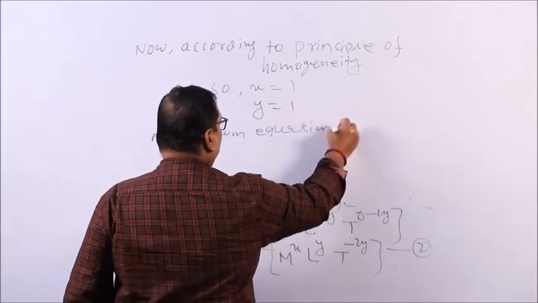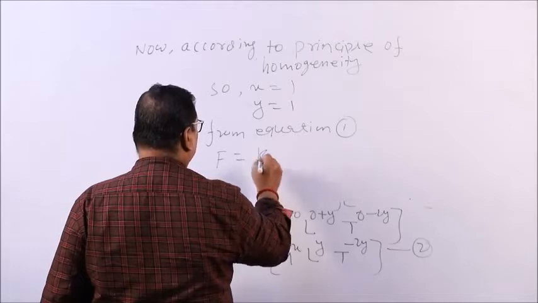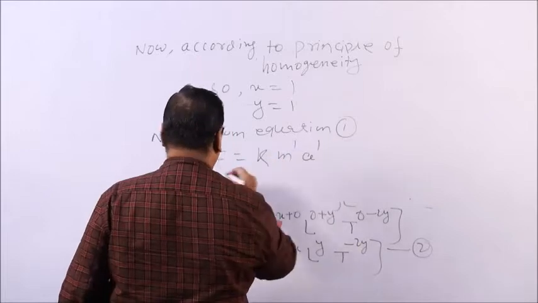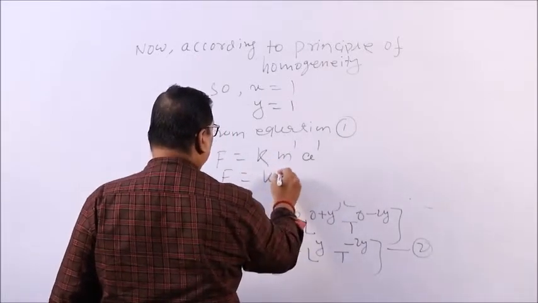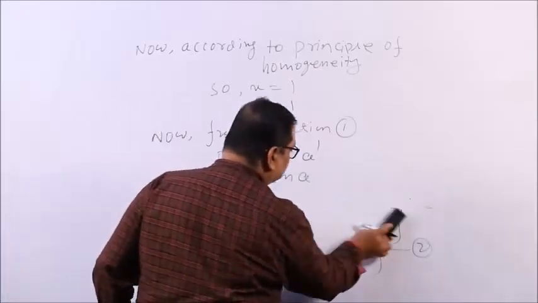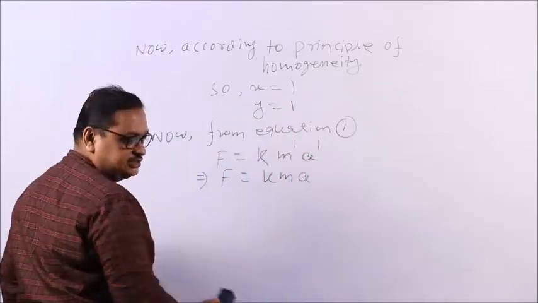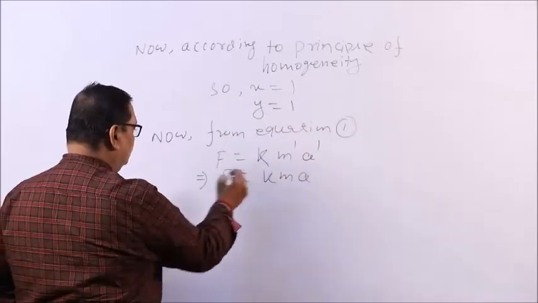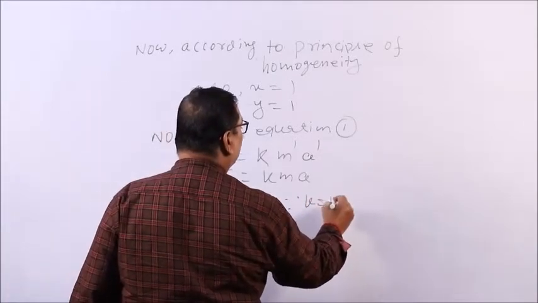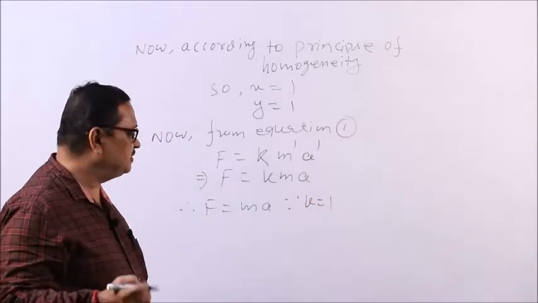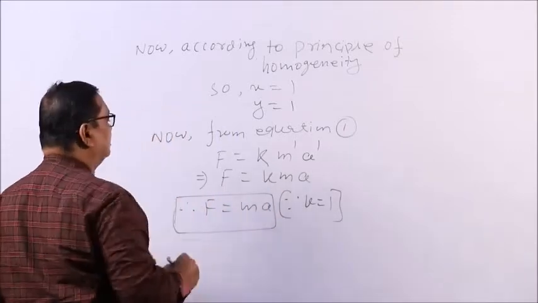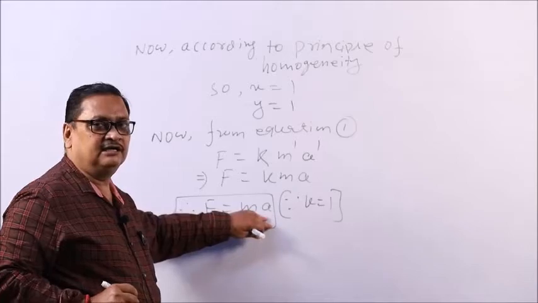Now, from equation 1, F equals k m to the power 1 a to the power 1, that is F equals k m a. But k is the proportionality constant, its value is 1 in all systems of units. So, k equals 1, therefore F equals m a. Since k equals 1 in all systems of units experimentally, F equals m a, which is the required relation between force, mass and acceleration.